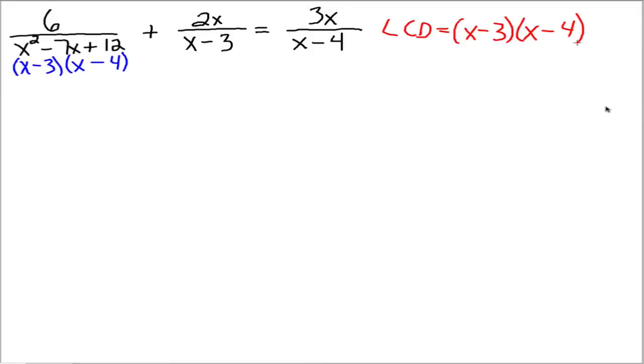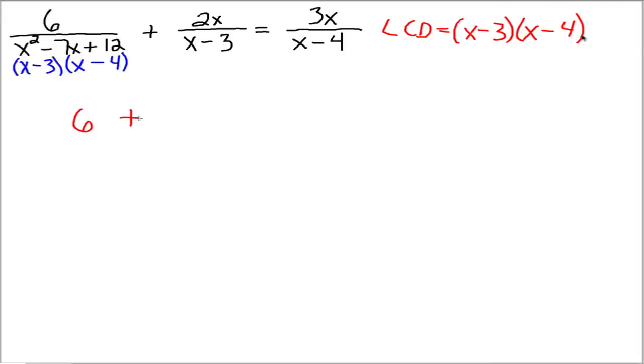All right, now remember what our plan is: to multiply both sides of the equation by this LCD. All right, so if we take x minus 3 times x minus 4 and multiply it by this first fraction here, what happens? Well, the x minus 3's go away and the x minus 4's go away, and you're just left with 6. Everybody see that? All right, let's try it again.